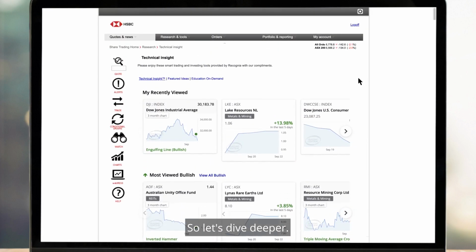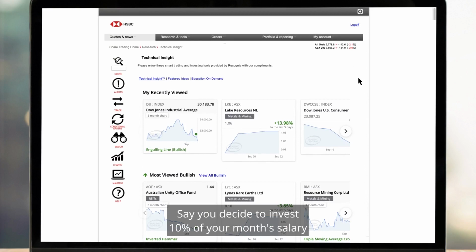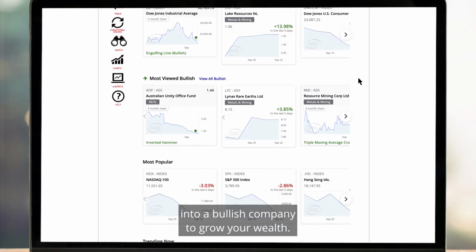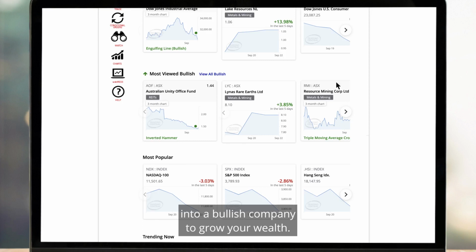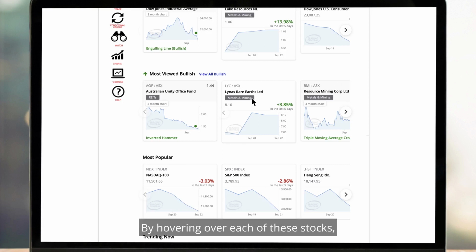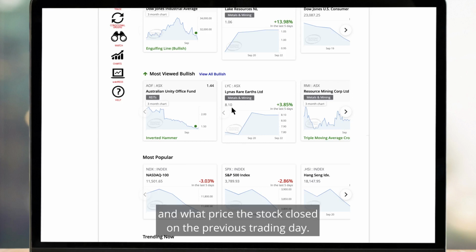So let's dive deeper. Say you decide to invest 10% of your month's salary into a bullish company to grow your wealth. By hovering over each of these stocks, you can see what sector the company is in and what price the stock closed on the previous trading day. You can scroll across to see more or view all bullish ideas.